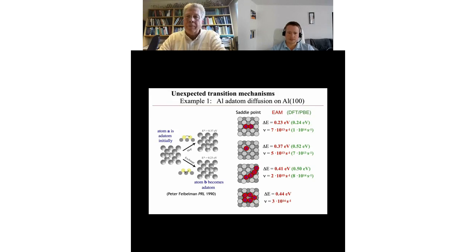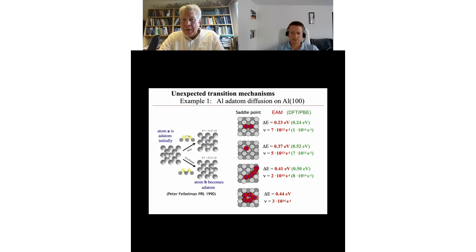But Peter Feldman, using DFT calculations already in 1990, found that there was another mechanism with a significantly lower activation energy barrier, namely the two-atom concerted displacement. So the atom moves into the surface layer, and the surface atom moves out. And it was actually demonstrated experimentally with STM images later for a platinum atom on a platinum surface.